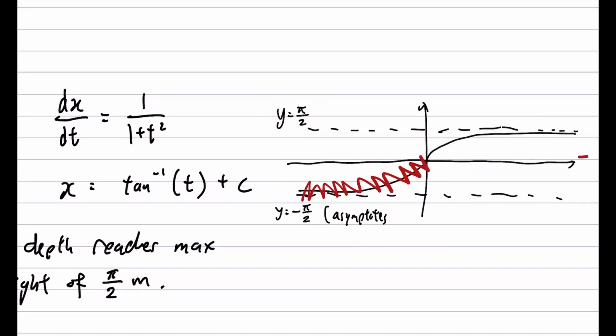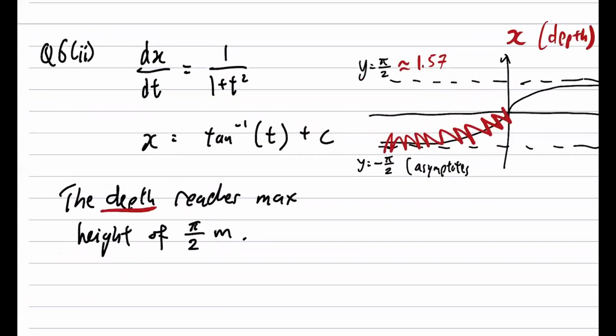What's the horizontal axis variable? It's actually t. How about the vertical variable? It's x. Very good. So the x, which is also known as the depth in this question, is approaching pi by 2. Pi by 2, if you use a calculator, is around 1.57. So it's telling you your maximum height will be around 1.57 meters. So the depth will reach a maximum height of pi over 2 meters. That's the conclusion.